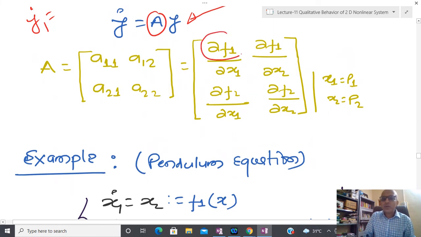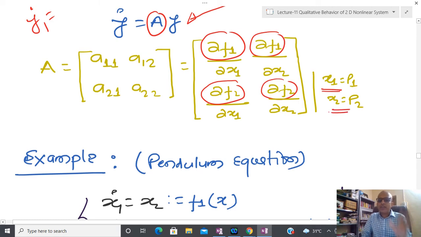So does anyone have confusion why df1, the same thing, is coming here? If you have confusion, please let me know. Okay, and similarly here I have to do the same kind of thing, and I have to calculate this matrix at a certain point, x1 equal to p1 and x2 equal to p2, because whatever linearization I am going to do is valid near this point. If you substitute this point here, you are able to generate a constant matrix. So now the nonlinear system is converted into a linear system about some point.